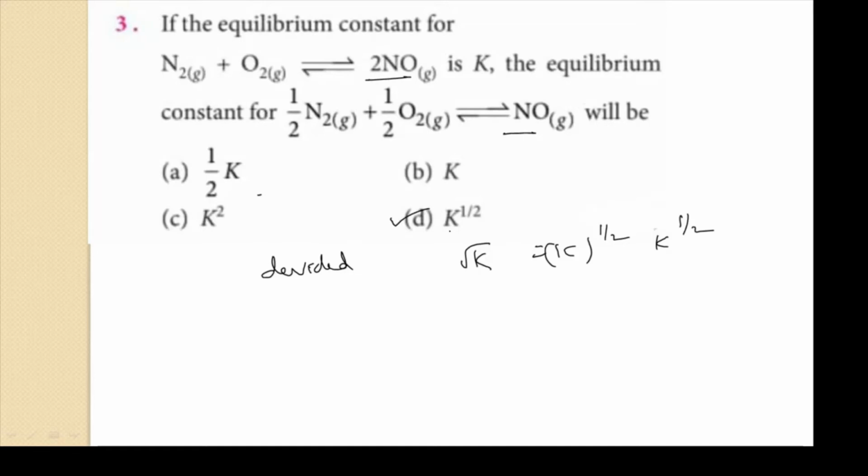Got it? So in this equation, what happened? The entire reaction is divided by 2. That's why the new K will be square root K, or K raised to the power of 1 by 2.